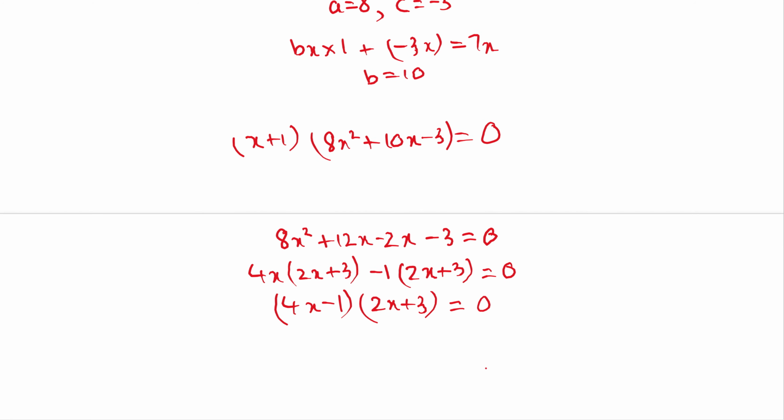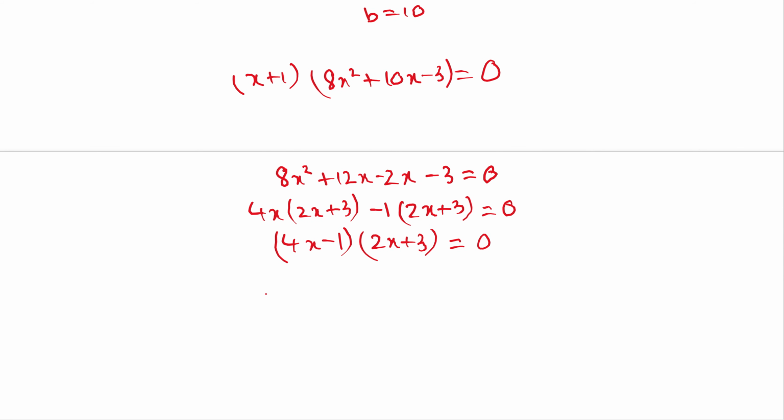Now using the null factor law, I can solve for x. So x1 will equal 1/4, and x2 will equal negative 3/2. So these are the x coordinates where the tangents are parallel to the tangent at (-1, 6). And this is the answer to question number 10.